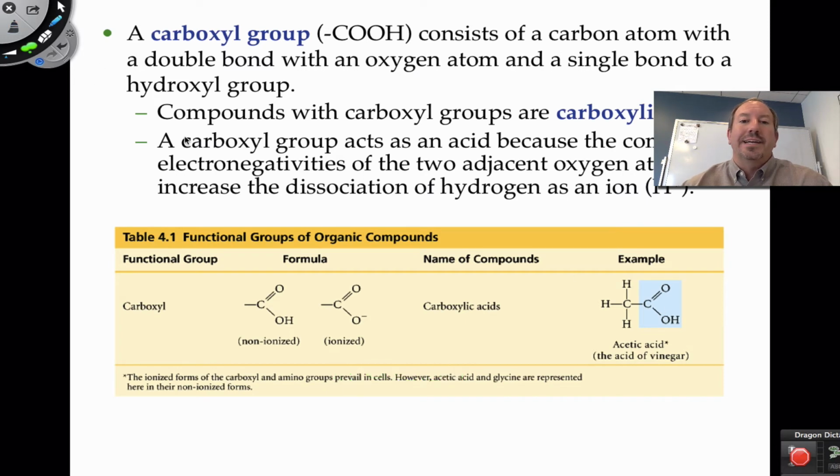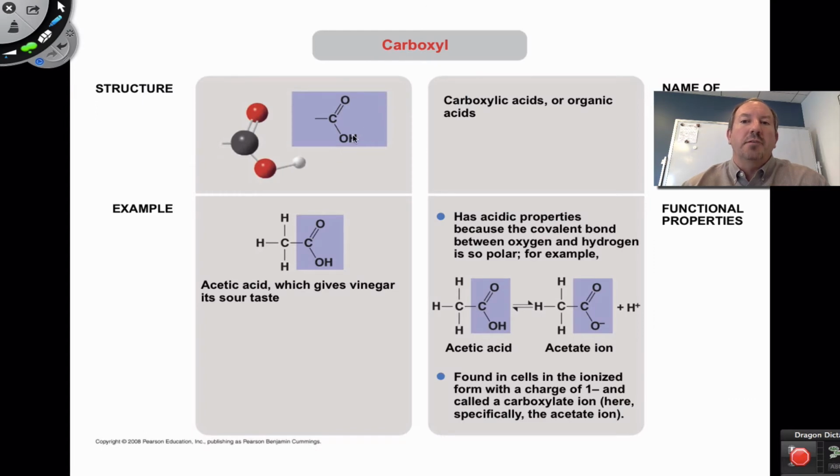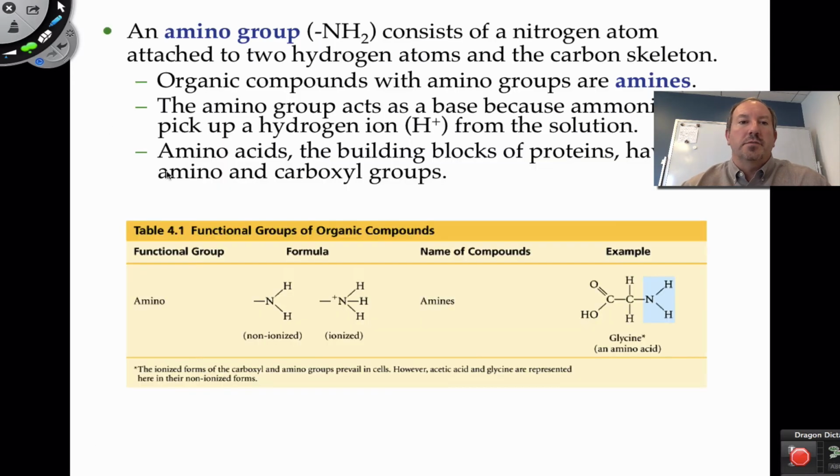So it has acidic properties because it can donate that. Here's a carboxylic acid, and again, it's what gives vinegar its sour taste. It can donate a proton. But what's interesting is it can also accept one, because that acetate ion, the COO minus, can also accept protons and then convert back to acetic acid as well. So that's kind of interesting.